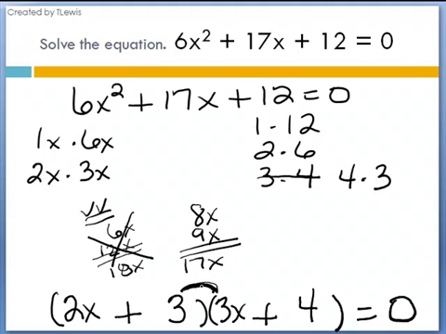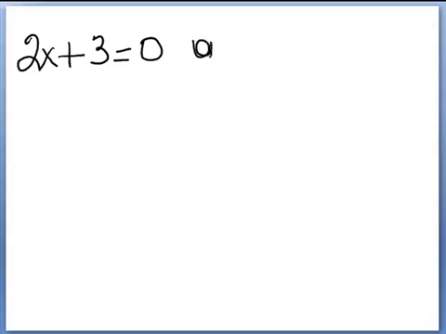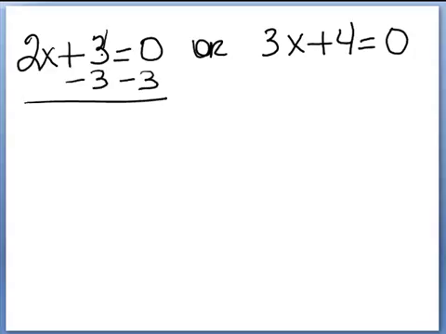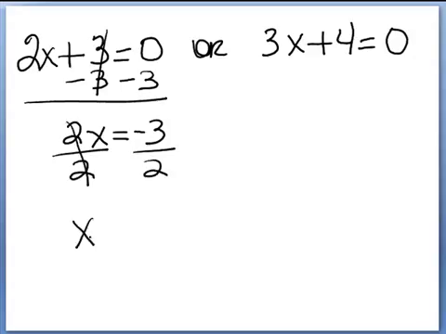So now that we have the trinomial factored as two binomials equal to 0, we're going to set each factor equal to 0 and solve. Here we go. First factor, 2x plus 3 equals 0. We're going to subtract 3 from both sides. We have 2x equals negative 3. Divide by 2. Our first solution is x equals negative 3 over 2.